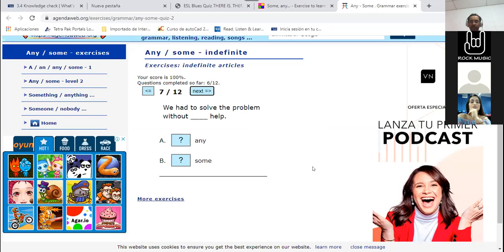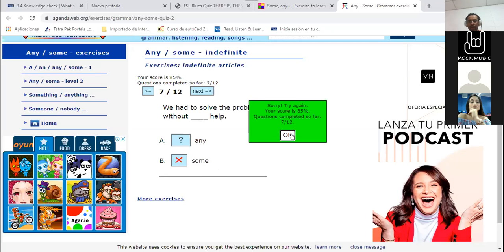Next, we had to solve the problem. Any? No, because in that case it's positive. When the sentence is positive, you use some. Any you use in negative or in question. Without is negative. The rule is correct, but without is for negative.